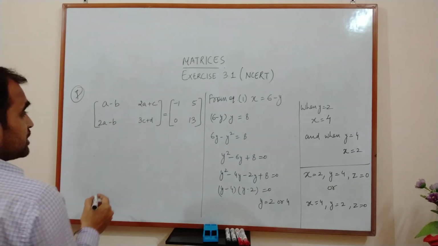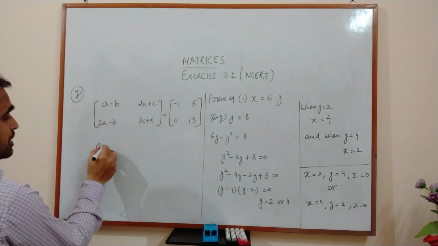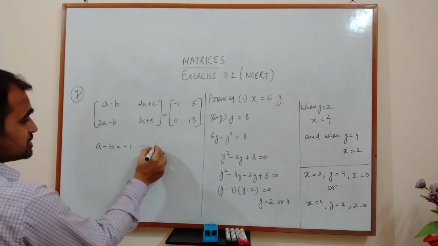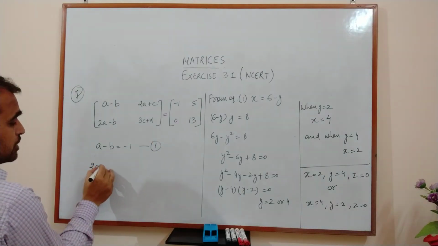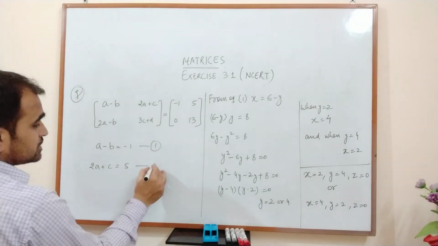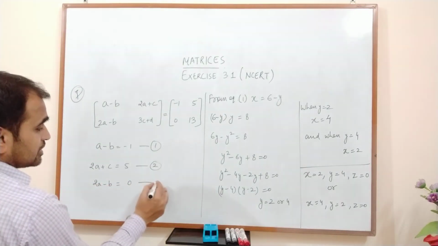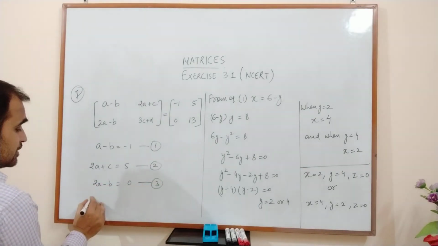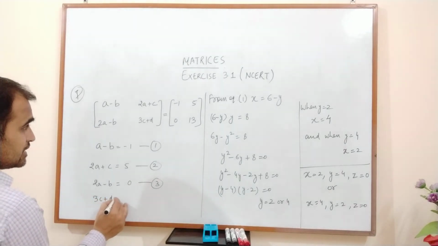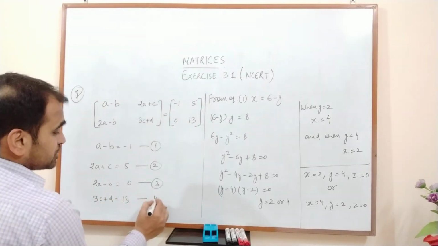Okay. Now we can simply compare it. So a minus b is equal to minus 1, this is the first equation. 2a plus c is equal to 5, this is equation number 2. 2a minus b is equal to 0, this is equation number 3. And 3c plus d is equal to 13, this is equation number 4.